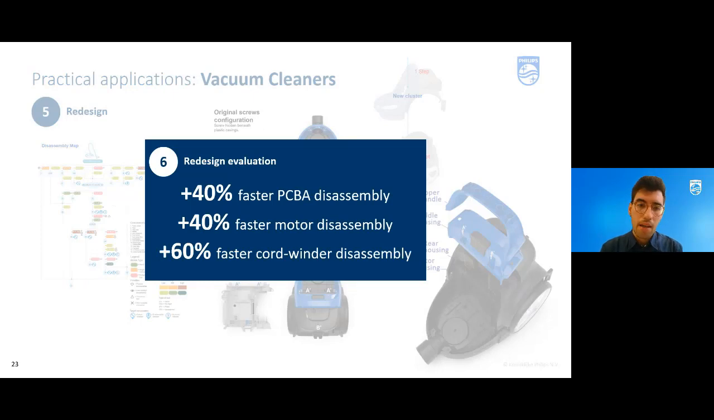And finally, as said, we always try to do a redesign evaluation at the end of the project. In this case, we really decided to focus on looking at the improvements at the level of operation time. And as you can see, just by using this very cost-effective redesign, we managed to achieve very strong improvements at the level of operation time, like 40% faster disassembly of PCBA and motor, and even 60% faster disassembly of the core winder, which are the most important priority parts for this product group.